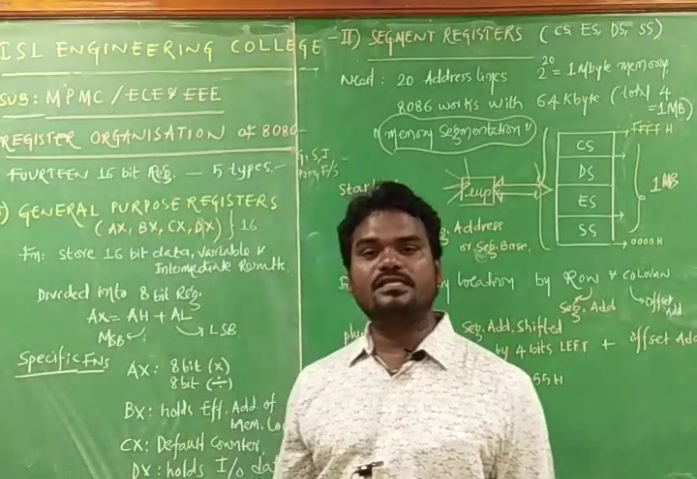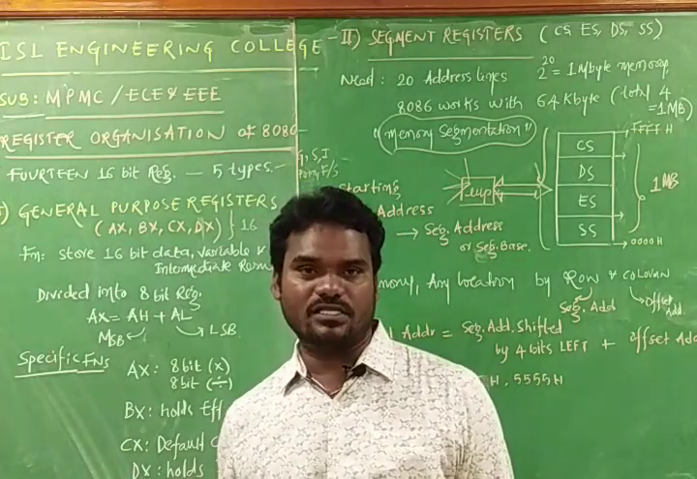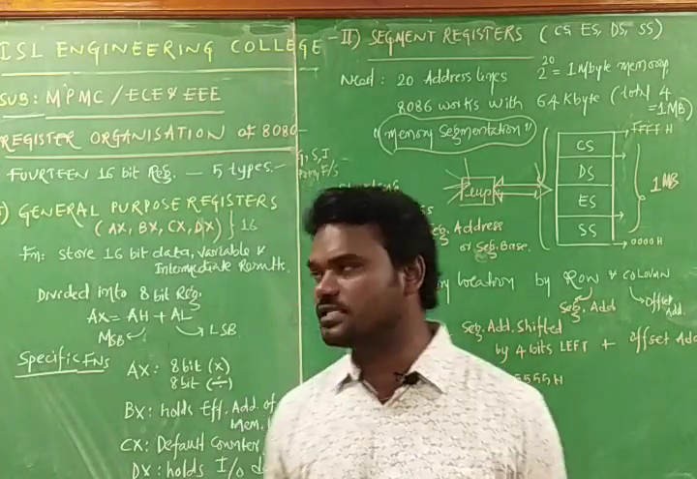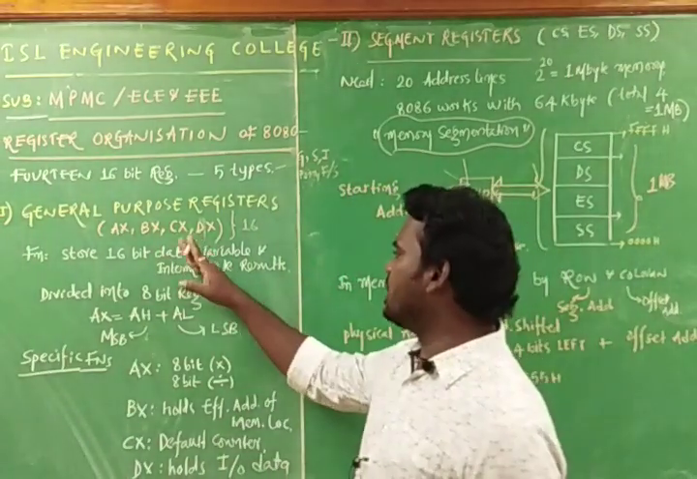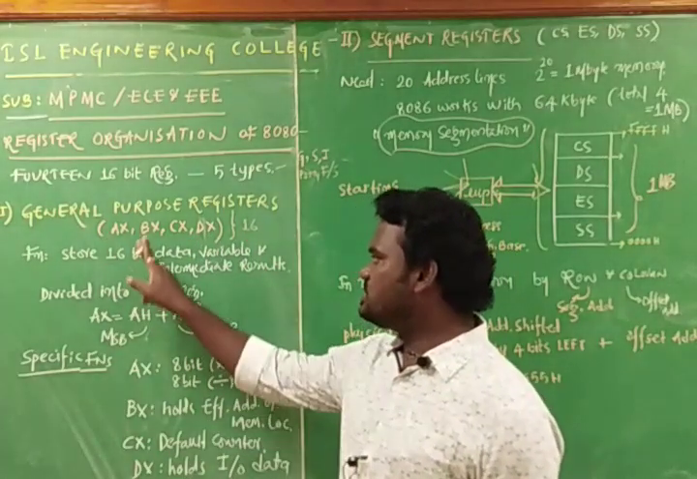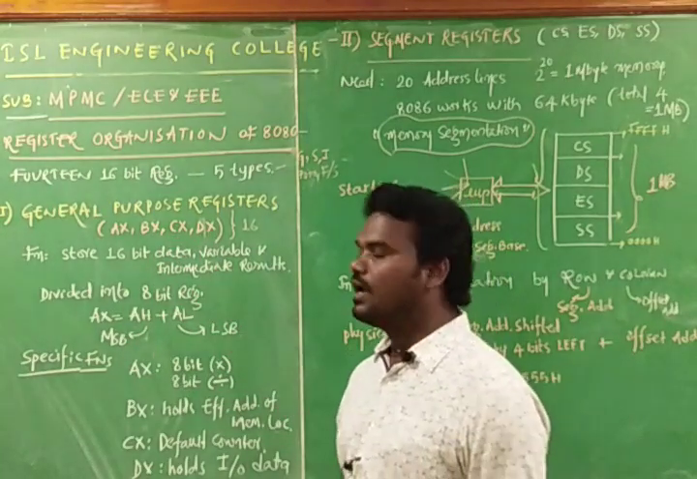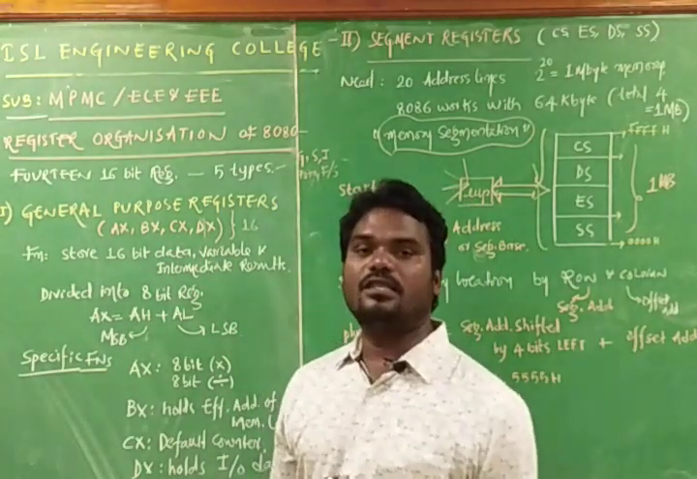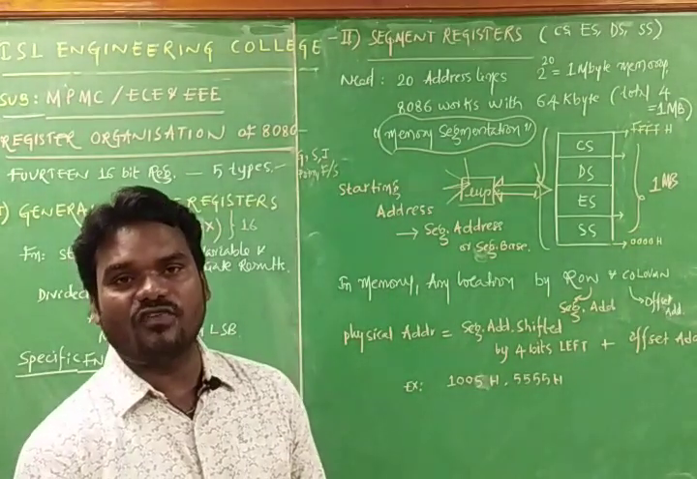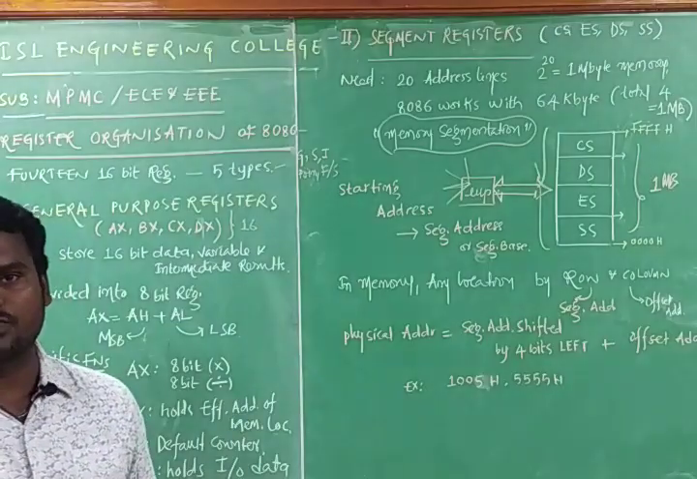There are 14 16-bit registers in the 8086 microprocessor, among them AX, BX, CX, DX. A stands for accumulator, B stands for base, C stands for count, D stands for data register. Now I'll explain the main functionality of these general purpose registers.